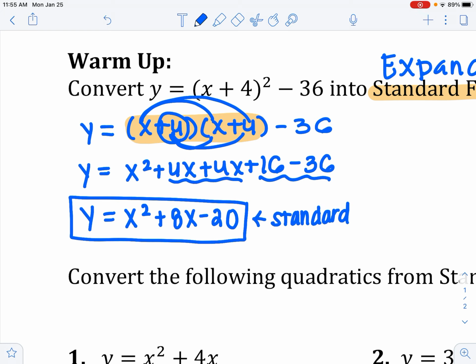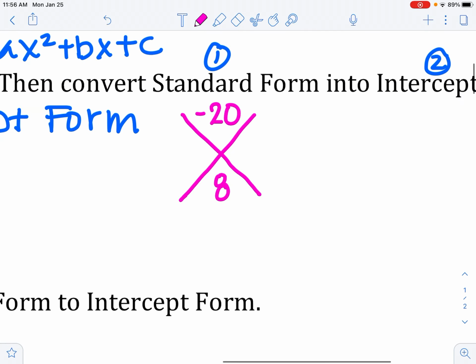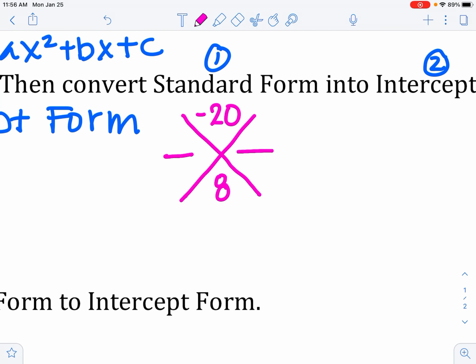First you're going to look for a GCF. x squared, 8x, and negative 20 don't have anything in common. Then I'm going to make my organizational X here to organize my information. This is A, this is C. I'm going to do A times C. 1 times negative 20 is negative 20. That goes up here. B goes down below, which is 8. So now I'm looking for two numbers that multiply to give me negative 20 and add to give me 8.